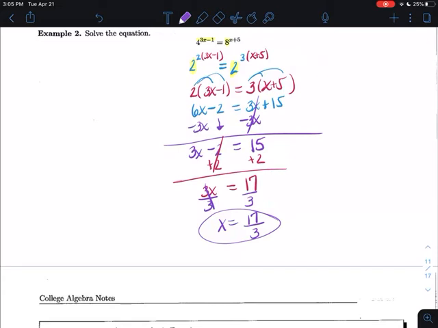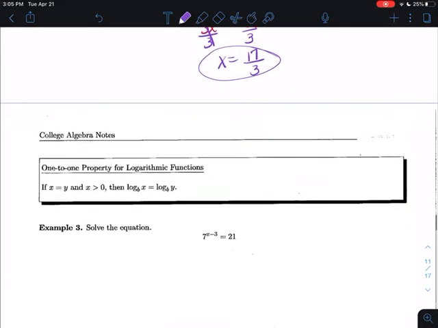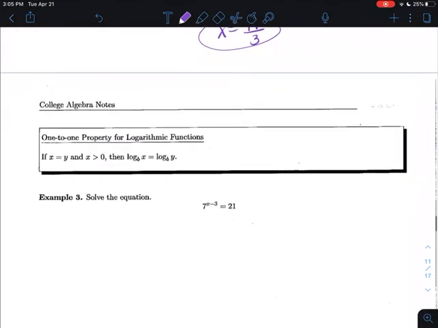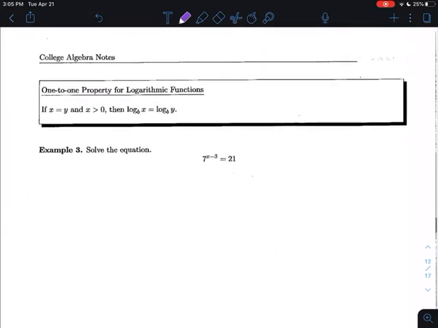All right. So now we're going to be looking at log equations. Well, sorry, not log equations. They're giving us the log properties. We're not going to be using this right now. We're still talking about exponential equations.